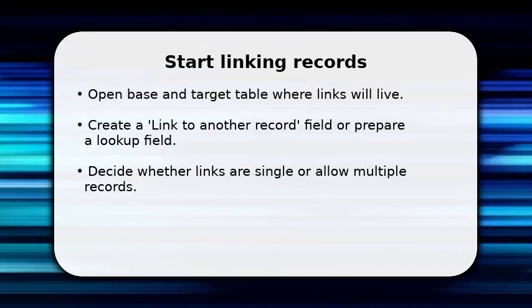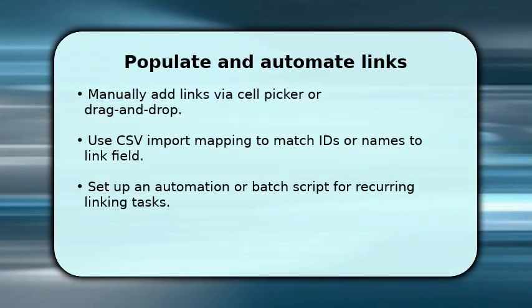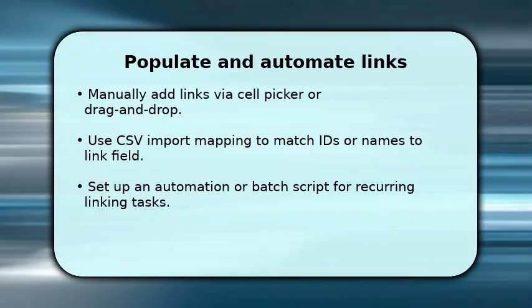Now pick a few representative records and prepare to populate links manually or with an import mapping. Once the field exists, you populate links. You can click a cell and use the picker to search and attach records or drag related rows between grid views. This is immediate and precise.